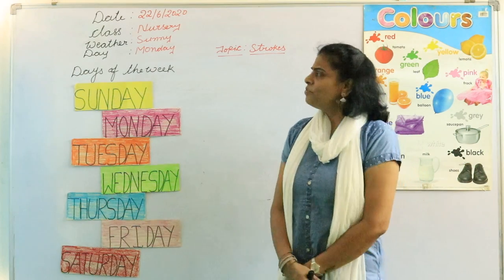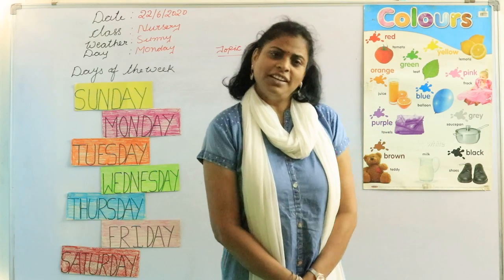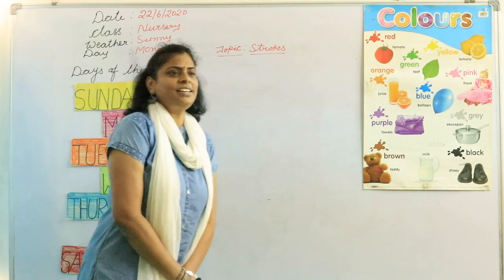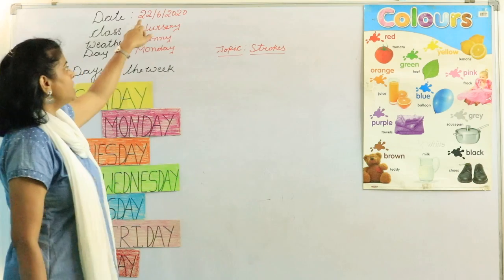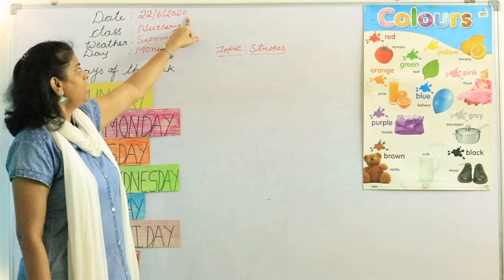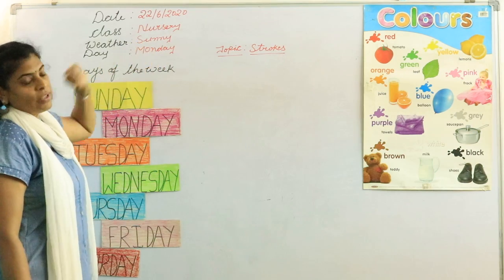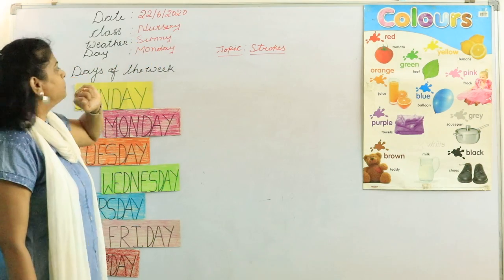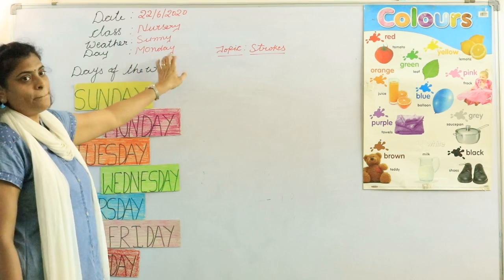Okay, today, what is today? Today is Monday, I told you. Let us see on the board. What is today's date? Today's date is 22/6/2020. Okay, and today the weather is a little sunny. And the day is Monday.